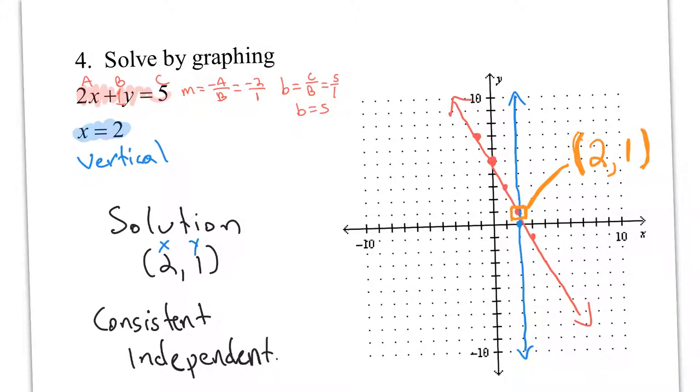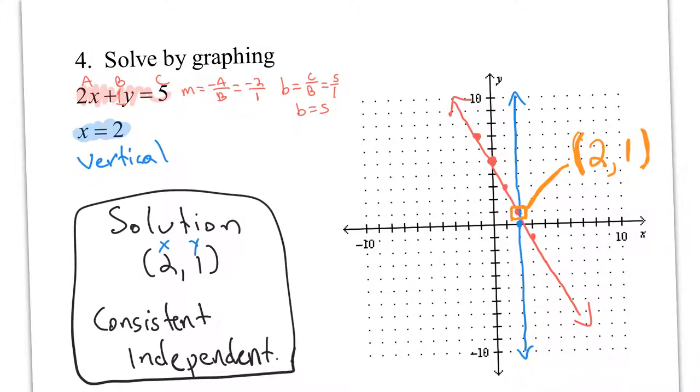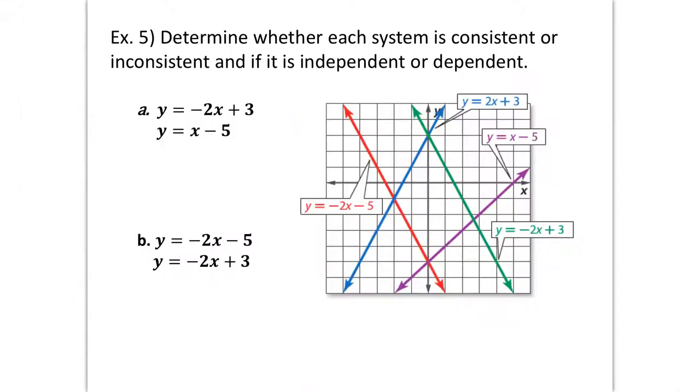All right, guys, so let's go ahead and look at the last example for this video, and that's going to be my last one. For this one, we want to determine whether each system is consistent or inconsistent, and we want to know if it's independent or dependent. You're not solving, you're not looking for the answer, but you want to classify the system. So the graphs are already given to you. We have a red, a green, a blue, and a purple one. And we just want to know if this system is consistent, inconsistent, dependent, or independent.